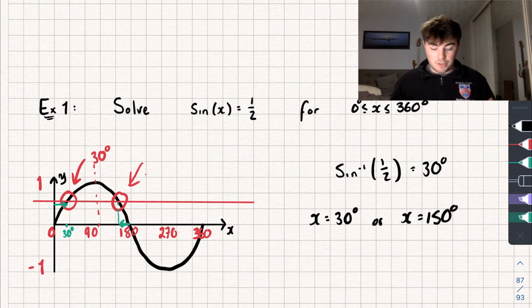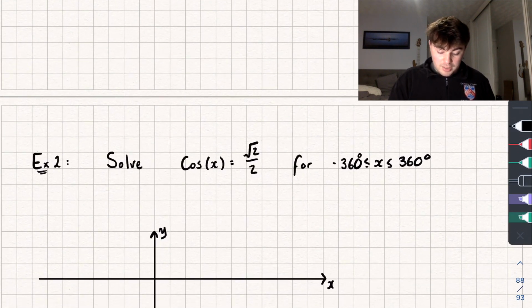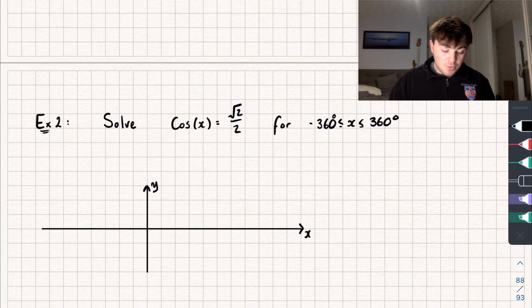And if you want to check these solutions, you can just put them into your calculator. So sine of 30 will give you 1/2, and so will sine of 150. So it's actually pretty straightforward. Let's now look at a second example. In this one, we need to solve cos of x equals root 2 over 2 for values of x ranging between negative 360 degrees and positive 360 degrees.